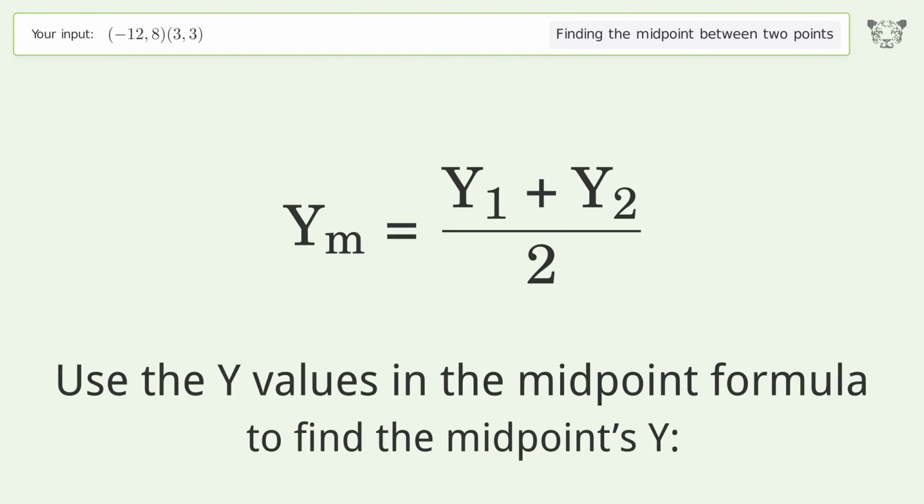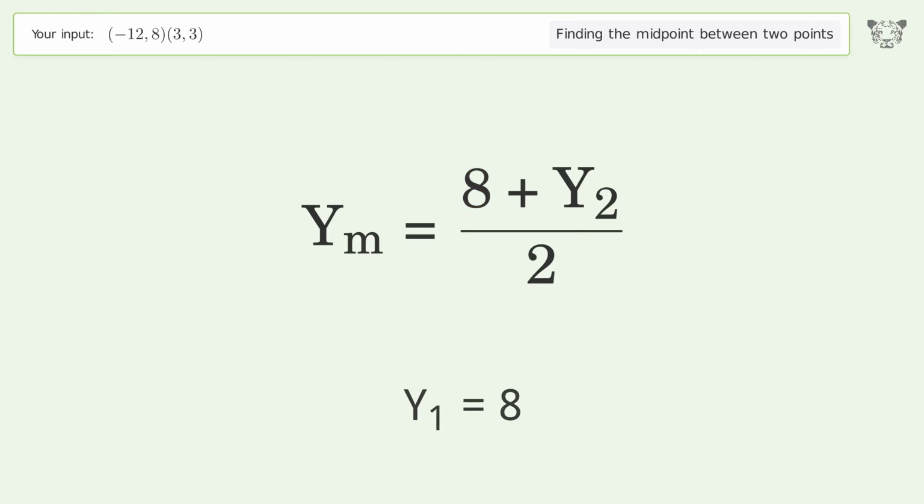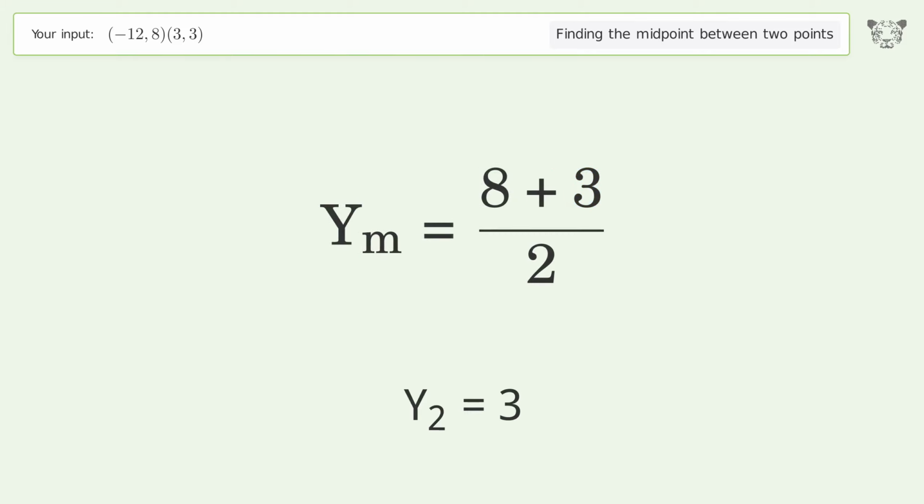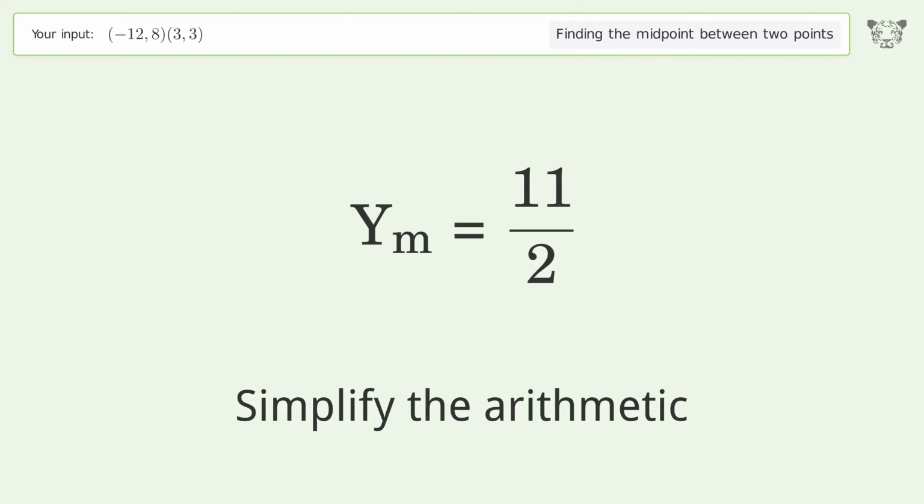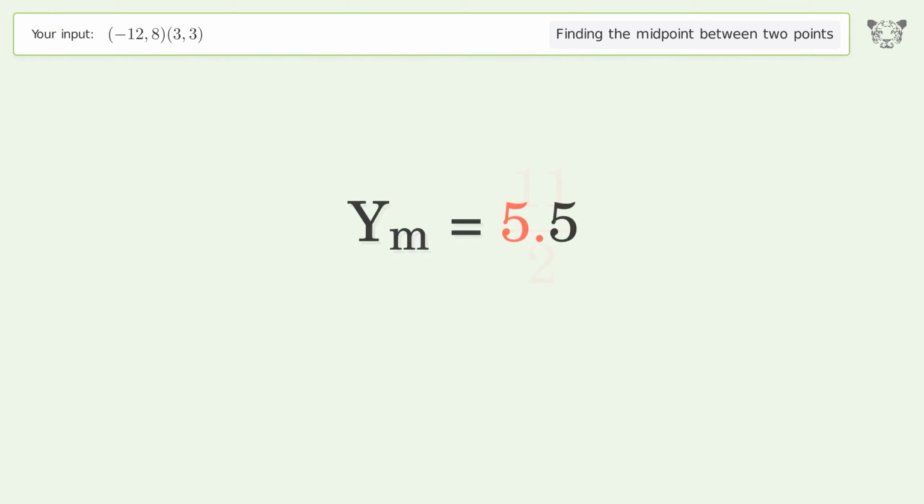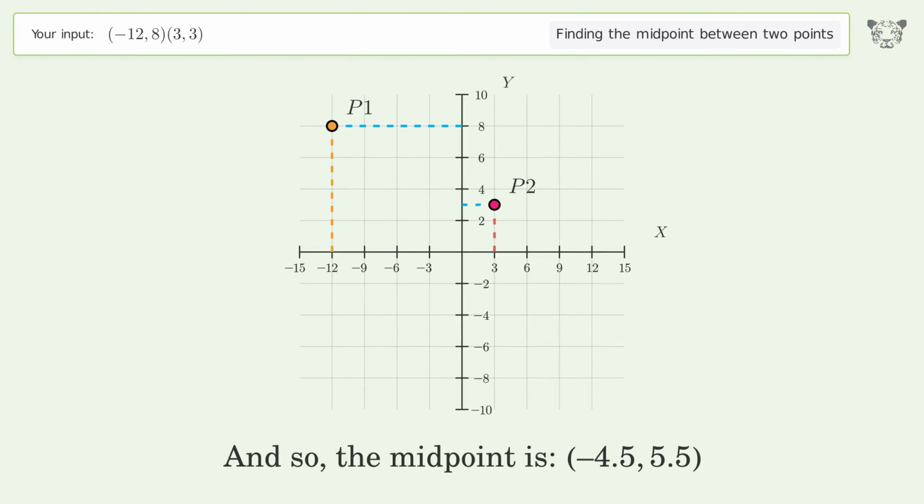Use the y values in the midpoint formula to find the midpoint's y. y1 equals 8. y2 equals 3. Simplify the arithmetic. And so, the midpoint is, negative 4.5, 5.5.